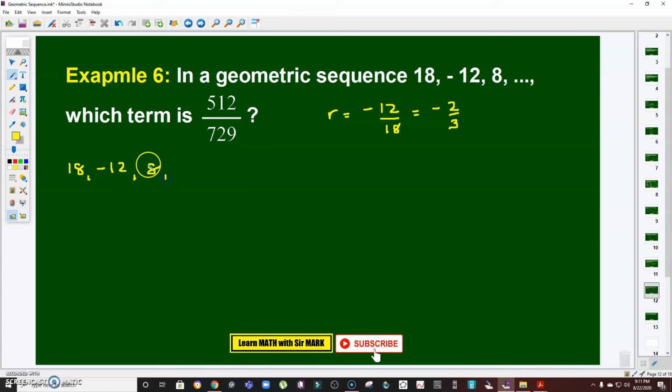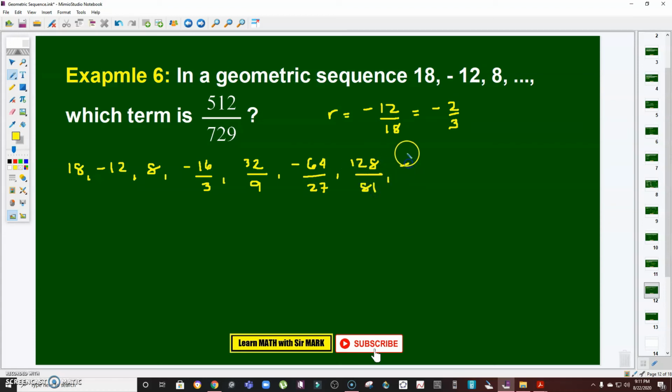So, to get the fourth term, all you have to do is multiply the preceding term by negative 2/3. That is negative 16 over 3. See that? The fifth term will be, again, multiply the fourth term by negative 2/3. That will become positive 32 over 9. Then, continue the process until you reach which term is 512 over 729. I think that's easy enough. So, 32 times negative 2, that will be negative 64 over 27. Then, times 2 again, the numerator, that will be 128 over 81.